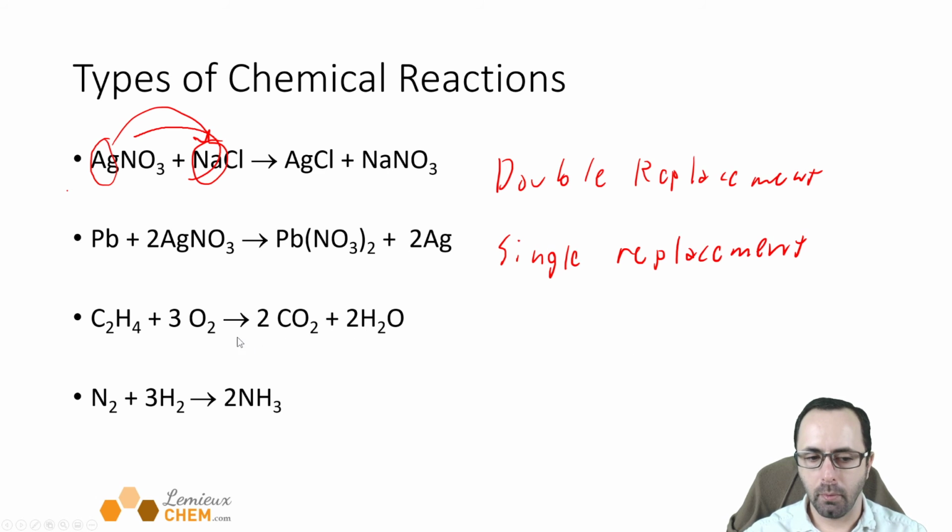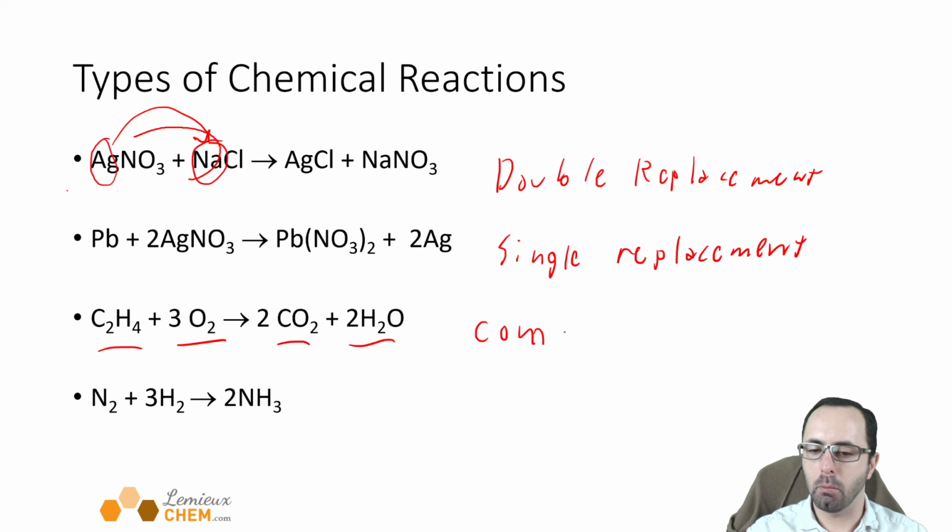In the next one, we have a C2H4. This is a hydrocarbon molecule. It's reacting with oxygen, making CO2 and water. So if you see oxygen as a reactant, the products CO2 and water, the other reactant being a hydrocarbon, this is a combustion reaction.